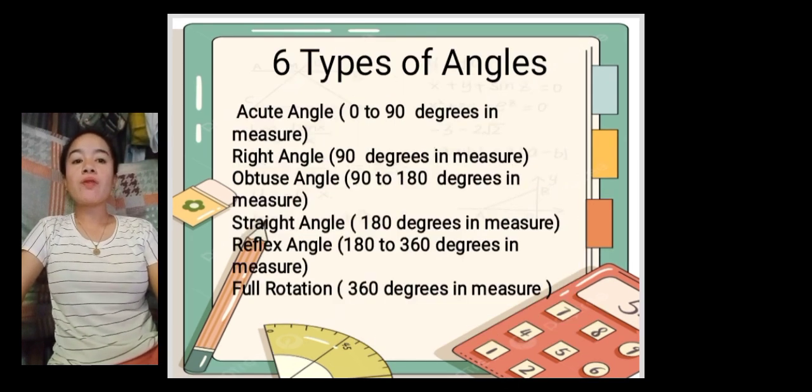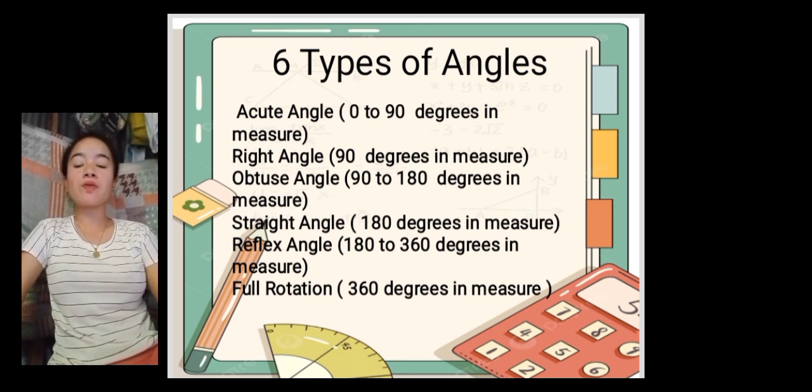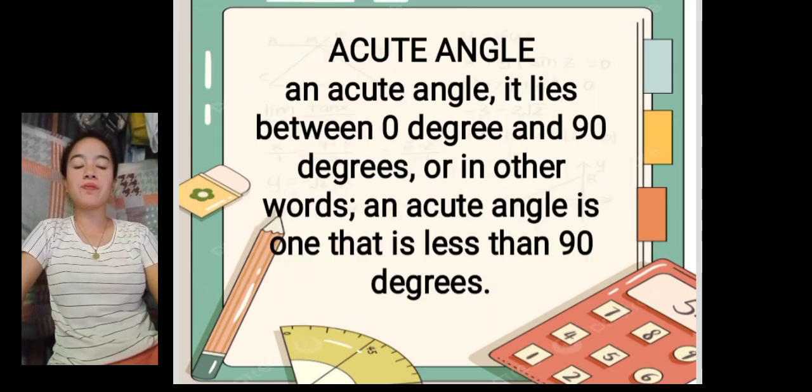So next, we have 6 types of angles. So first, acute angle, which is 0 to 90 degrees in measure. Second, right angle, which is 90 degrees in measure. Third, obtuse angle, which is 90 to 180 degrees in measure. Next one is straight angle, which is 180 degrees in measure. Next, reflex angles, which is 180 to 360 degrees in measure. And the last is full rotation, which is 360 degrees in measure.